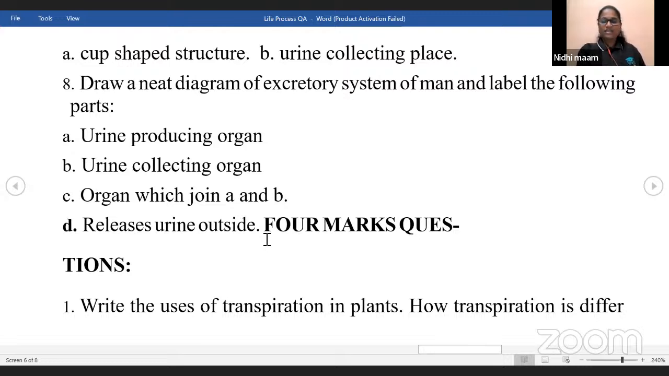4 marks. Write the uses of transpiration in plants. First, write the transpiration definition: loss of water in the form of water vapors. It helps in the absorption of water by creating transpiration pull. Transpiration pull is created and helps in absorption of water.